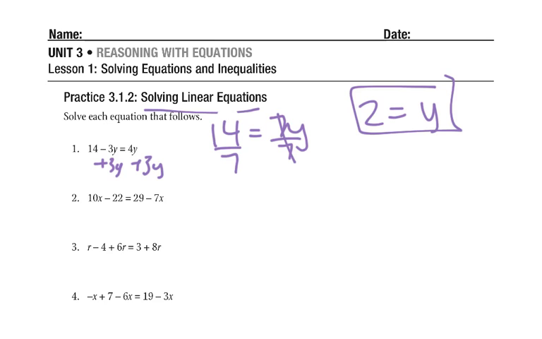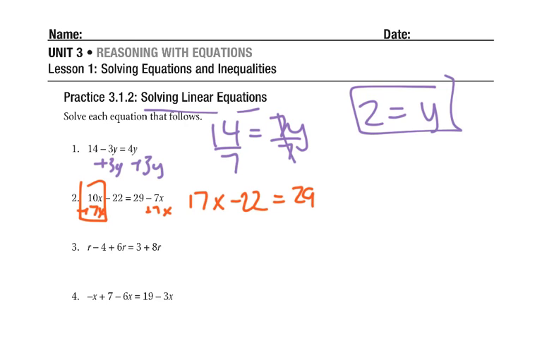Okay, number 2, same idea. Only this time we've got variables on both sides and numbers on both sides. So we need to get the variables to one side, the numbers to the other. Now you can do this in various different ways, but what I would do is I'd add 7x first to both sides. Okay, because there's 10x. 7x plus 10x, I can simplify that to be 17x minus 22 equals 29.